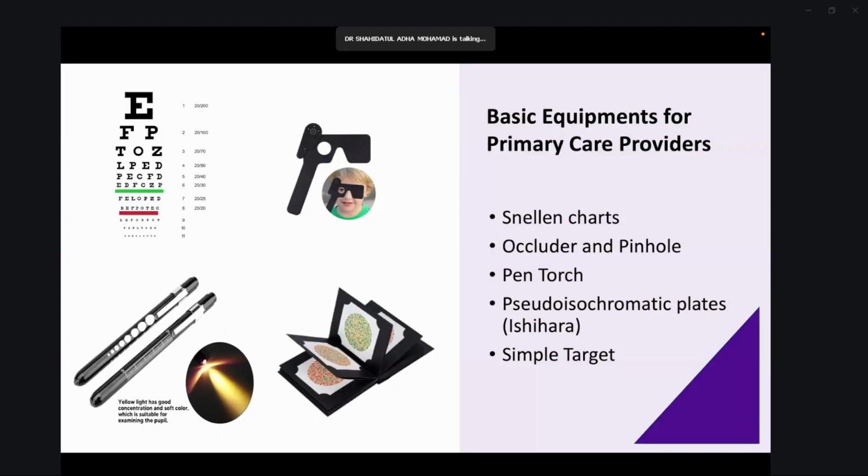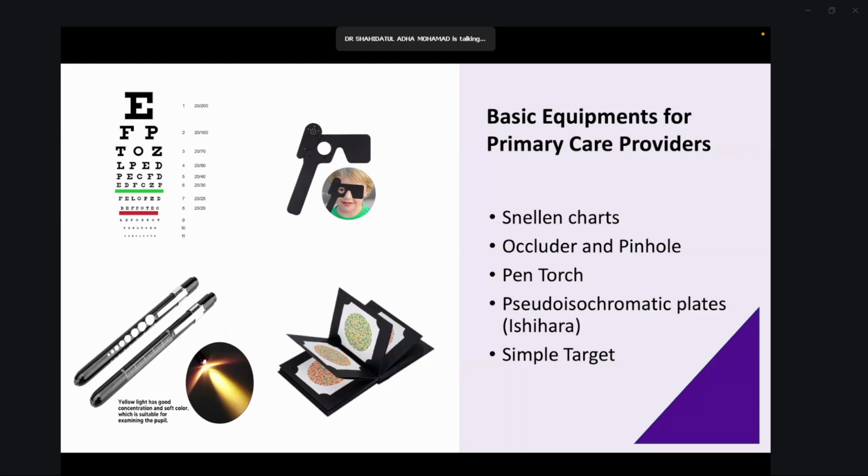Okay, so what are the basic equipments for primary care providers? We don't expect you to have a lot of equipment or tools, but these are the basic ones. All right, Snellen chart. All clinics basically have Snellen charts, and with the Snellen chart, you need to have an occluder and pinhole. And then you need a pen torch, preferably the one with the yellow light, because yellow light has good concentration, and is softer and more gentle to the eye compared to the white light. All right, and then the Ishihara plate, which is for the color vision test, also very important.